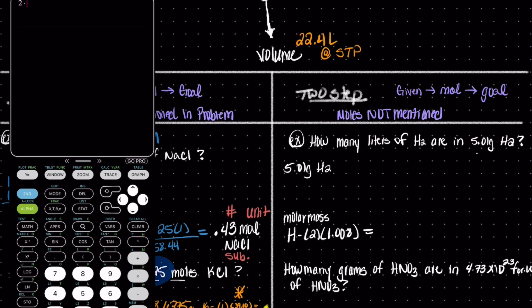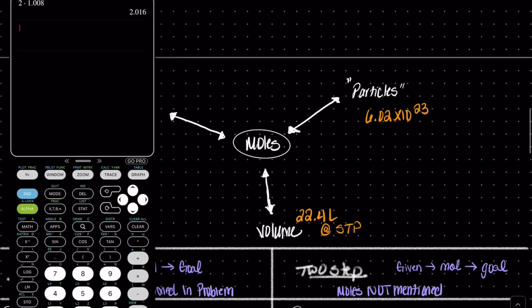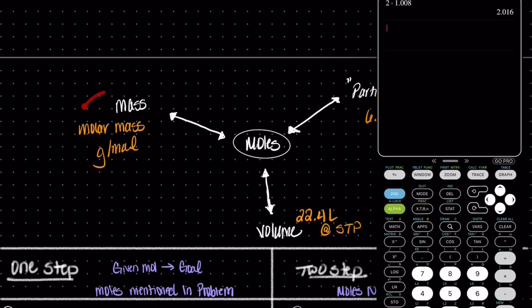I'm looking for 2 times 1.008. That gives me 2.016 grams here. And I would add the rest, multiply across, add the rest. I'm only talking about hydrogen gas here, so there's not much to go on. So we're going to keep it pushing. So I know my 1 mole of hydrogen gas contains 2.016 grams of H2.